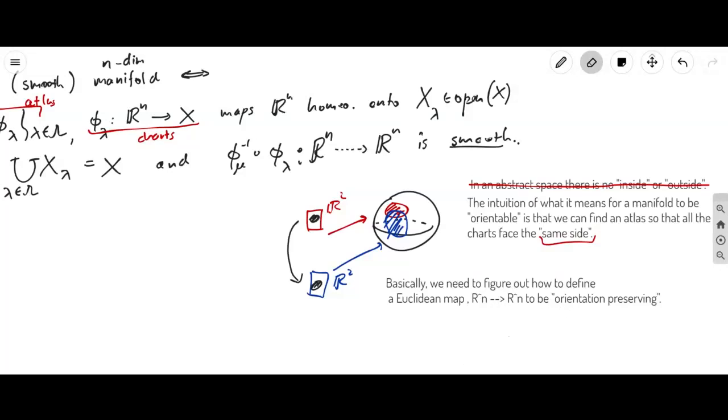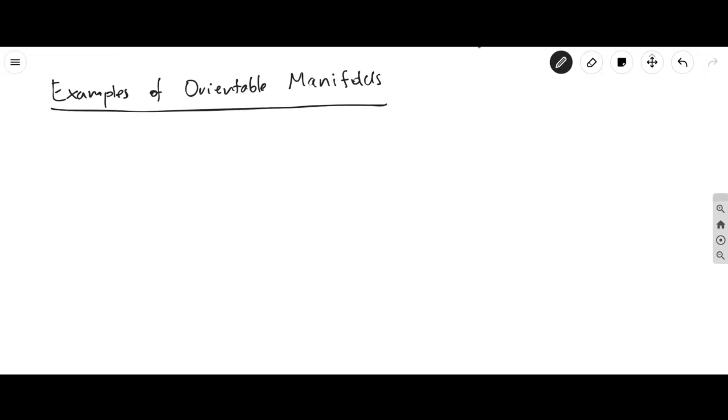Now, just to give you an example of something that is orientable and not orientable: the sphere is, of course, orientable. Let me remove this. So, examples of orientable manifolds. I'll give you examples first, and these are going to be intuitive examples. We're going to start with intuitive examples first, and then we'll move on to proofs afterwards. But it's always a good idea to start with the intuition first before we make things rigorous.